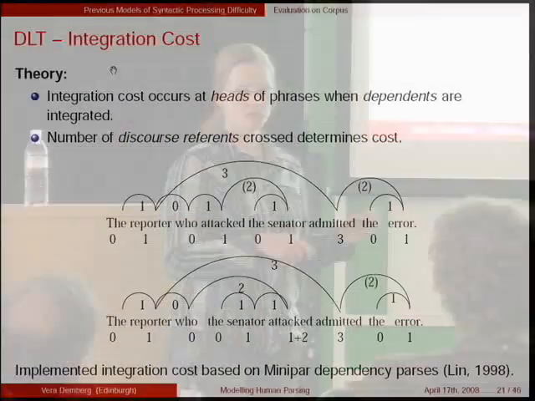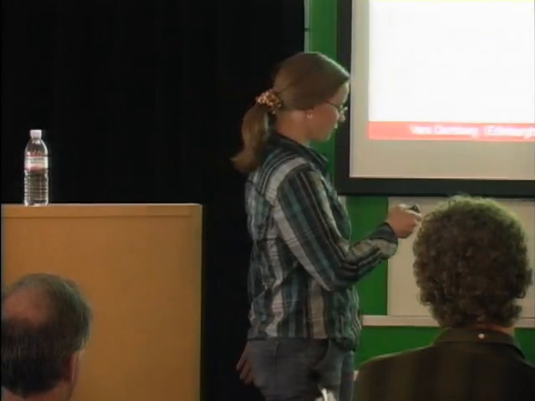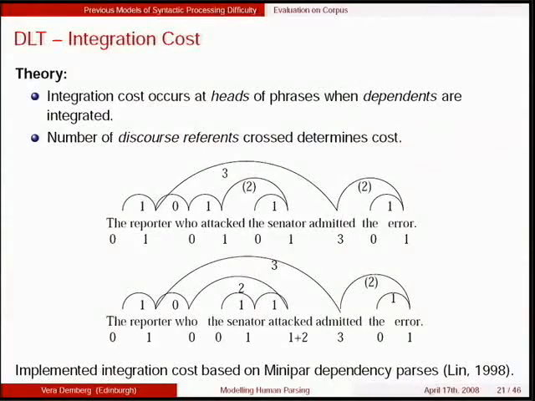The second theory which I want to talk about is dependency locality theory. And this one is quite different from surprisal in that it's a backward-looking measure. So this captures, given what you've heard so far, how difficult is it to integrate that with what you're hearing now. If you have a long-distance dependency or really deep center embedding, that's difficult, according to this theory. So integration cost occurs at the heads of phrases when the dependents are integrated. For example, the verb is the head of the phrase here. The verb has the dependents "who" and "the senator".